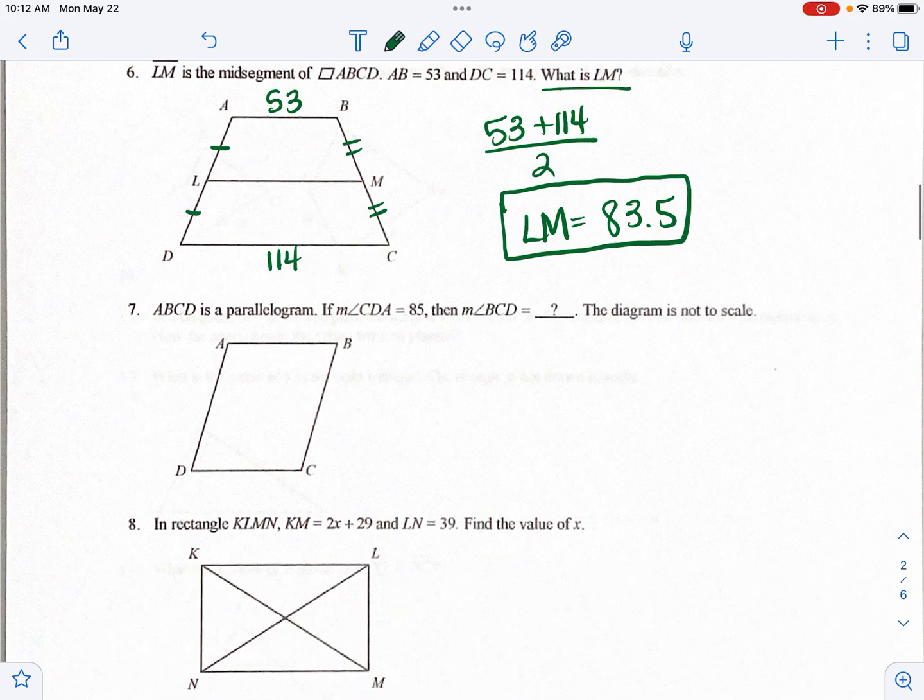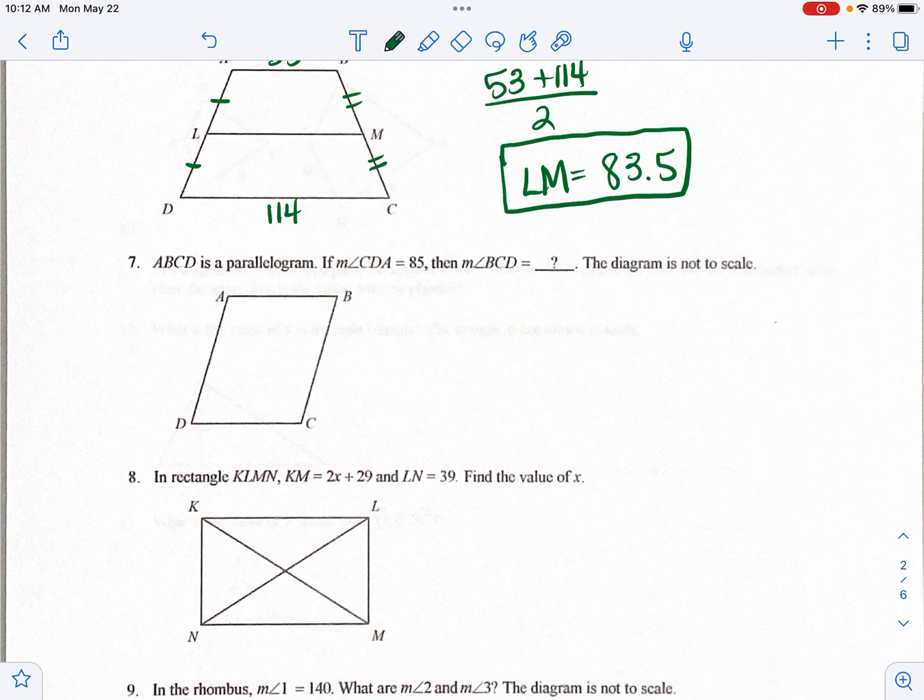Number 7 is a parallelogram. They give me that CDA is 85 degrees. They want me to find the measure of angle BCD, which is adjacent, and adjacent angles in parallelograms are supplementary. So I'm just going to do 180 minus 85. So the measure of angle BCD is 95 degrees.